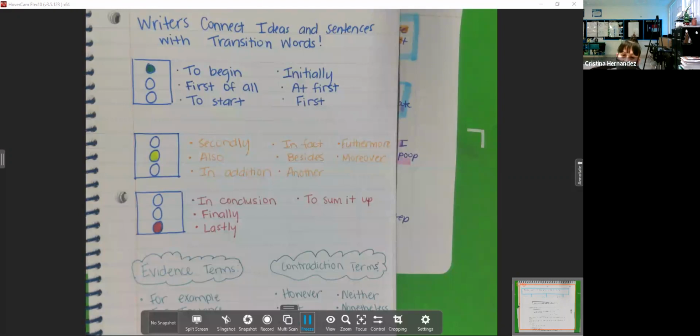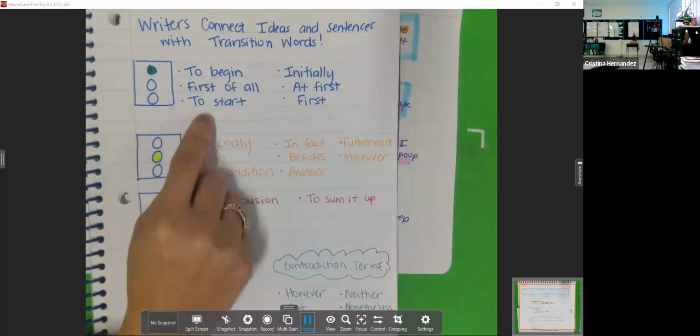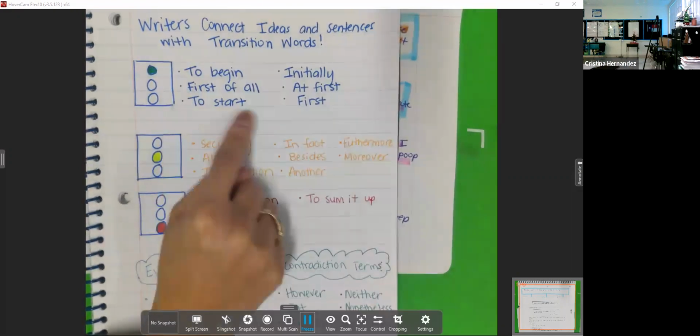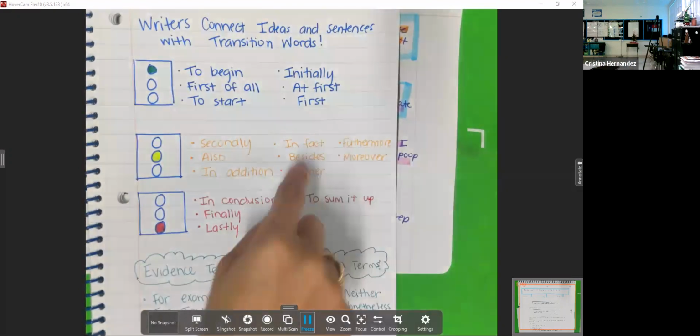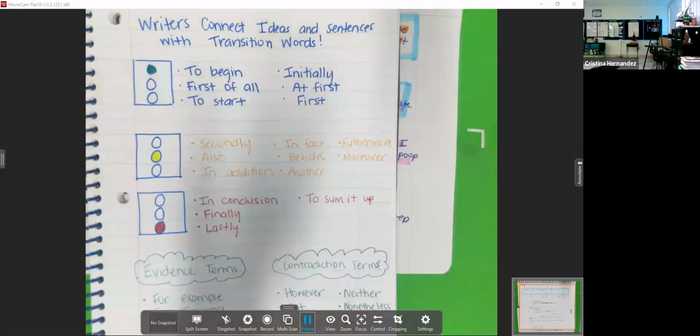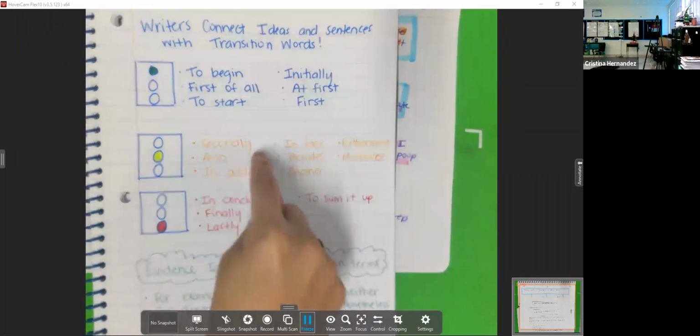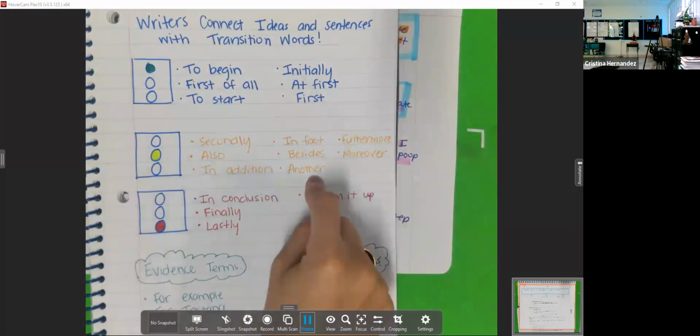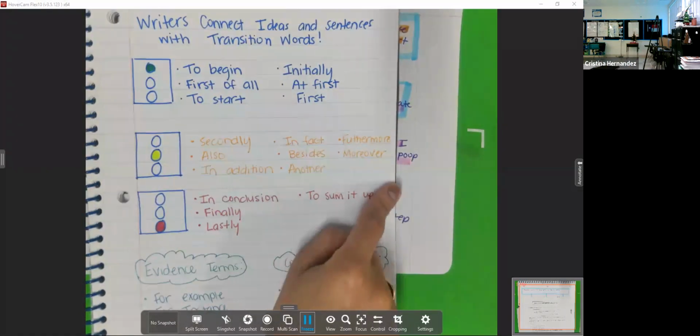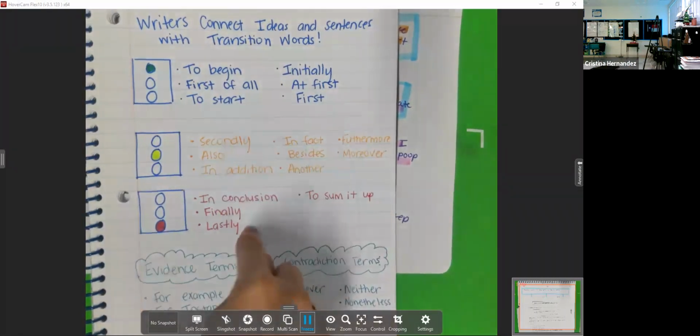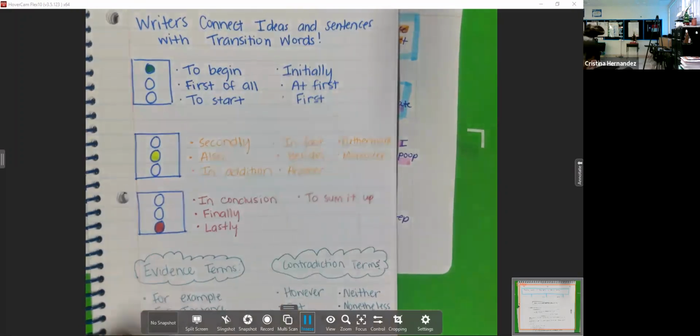So writers connect ideas and sentences with transition words. So in the beginning, our first paragraph, we're going to put first. And then for our second one, I'll put some of these above the main idea for y'all. We put secondly, also, in addition, or another reason maybe that taking care of my pet is hard, or finally. So let me show you what I mean.